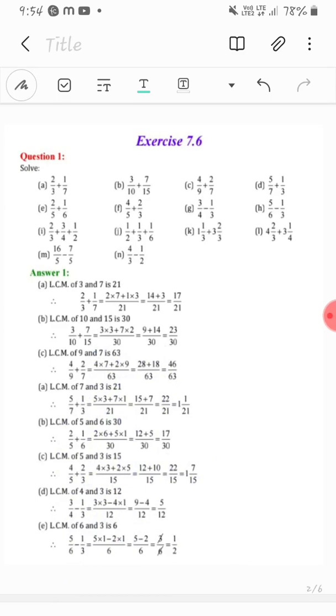So the last one, 5 by 6 minus 1 by 3. Since the LCM of 6 and 3 is 6, 6 divided by 6 is 1. So 5 into 1. And 6 divided by 3 is 2. So 2 into 1. Since a subtraction sign is there in between, we put the minus sign. 5 into 1, 5. 2 into 1, 2. So 5 minus 2 is 3. So 3 by 6, we can convert it to the lowest term. So half is the answer. Hope you have understood question number 1 well. Let's move to question number 2 now.